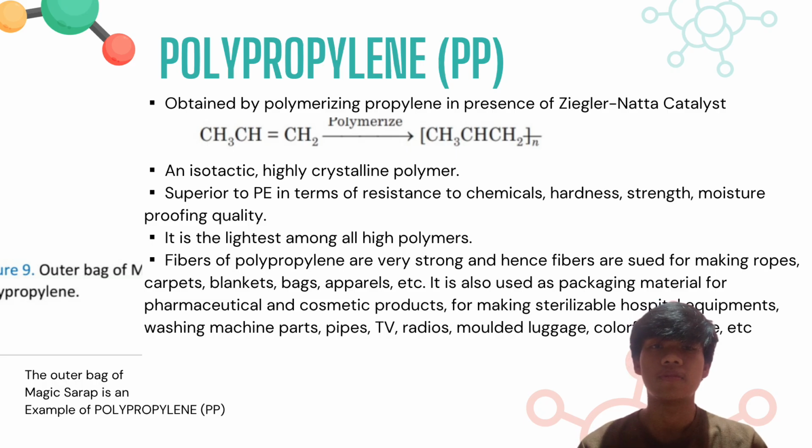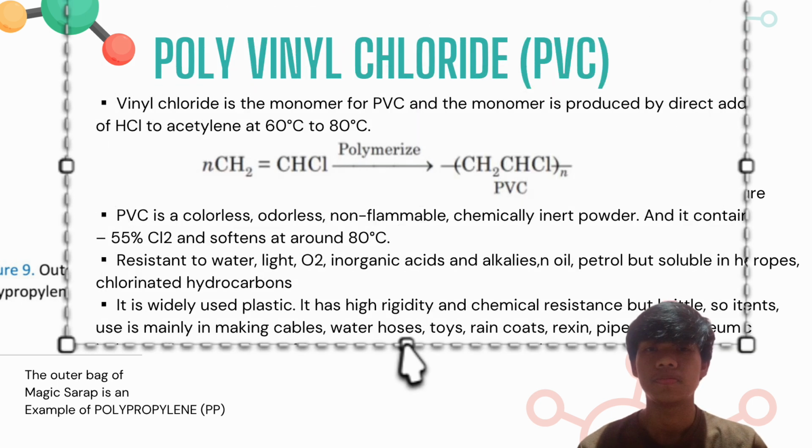Fibers of polypropylene are very strong, and hence are used for making ropes, carpets, blankets, bags, apparels, etc. It is also used as packaging material for pharmaceutical and cosmetic products, for making sterilizable hospital equipment, washing machine parts, pipes, TV, radios, molded luggage, colored furniture, etc. The best example of polypropylene is the outer bag of Magic Sarap, as can be seen in the picture.